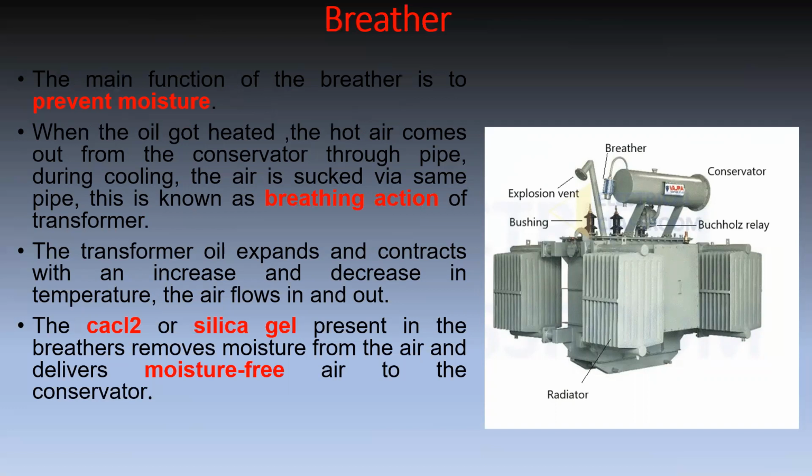When the oil is getting heated, the oil being a hydrocarbon material, it will produce carbon monoxide and hydrogen gases, which are very hazardous. These gases are released through the breather. Through the breather, it again sucks in air, and that air should be moisture-free air from the atmosphere. This action is called the breathing action of the transformer. The transformer oil will expand and contract with an increase and decrease in temperature, so the air flow is taking place in and out.